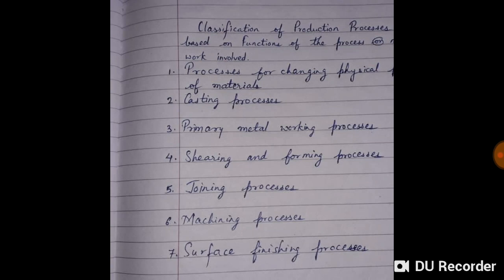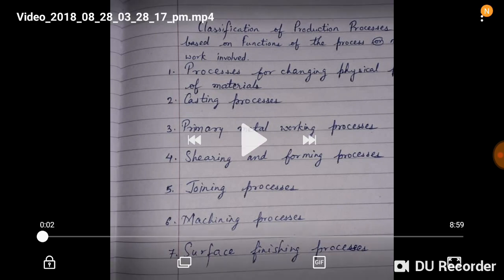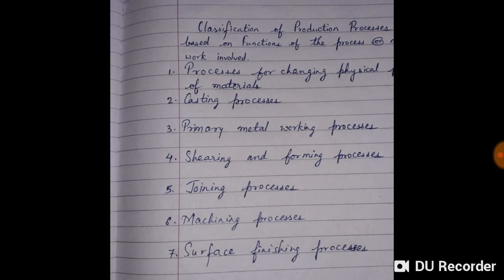So as we know, there are 7 processes which are classified based on the function of the process or nature of work involved. The theory is already uploaded in the previous video. So let us start. Processes for changing the physical property of the material. As we discussed, there are various heat treatment processes which can change the physical property.